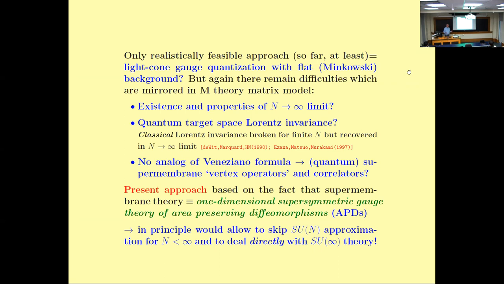In string theory, you simply calculate the Lorentz algebra, the target space Lorentz algebra, and then you see that it just works in the critical dimension. This calculation has been contemplated, but never really performed. What you can show is that classically, if you don't work with quantum commutators but with Poisson brackets, classical Lorentz invariance is broken for finite N, but it is recovered in the N to infinity limit.